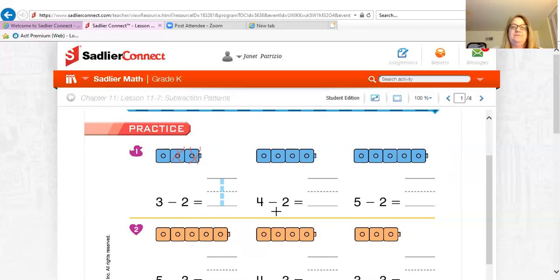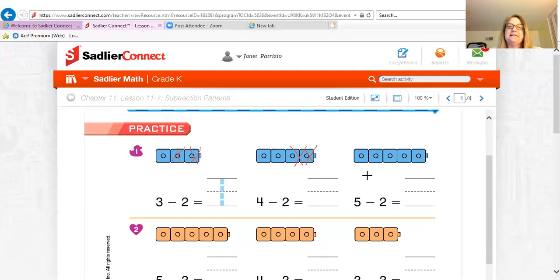Now our next subtraction sentence. How many in all? 4 cubes in all. 1, 2, 3, 4. Minus 2. So I'm going to put an X on my 2 cubes that are taken away. Equals 1, 2. 2 cubes left.